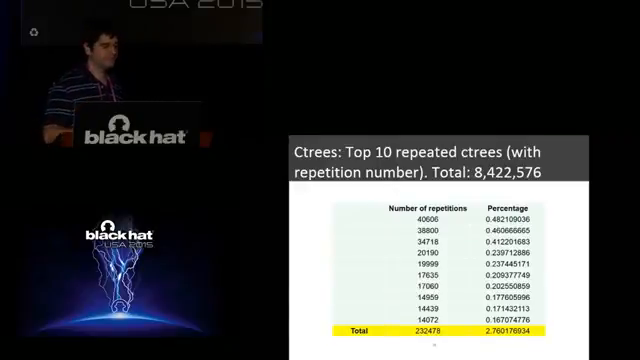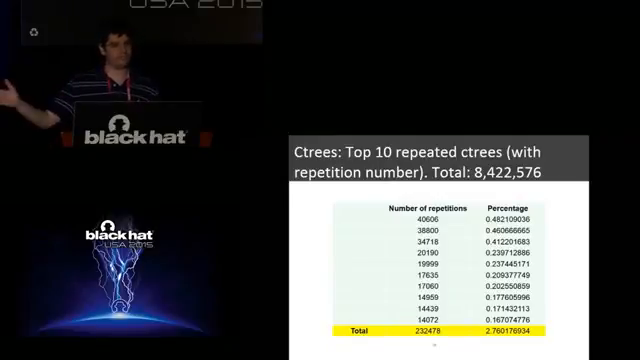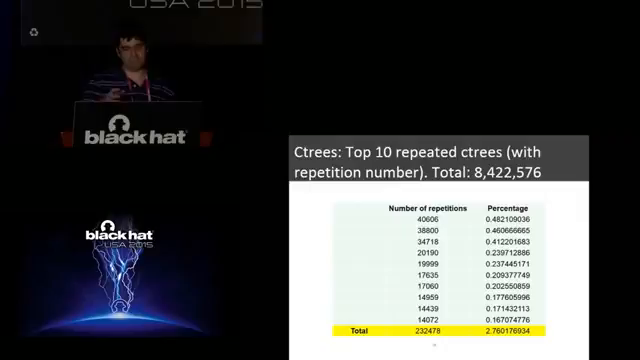Now regarding C-trees, we limited the analysis to 8.5 more or less million C-trees. This is what we analyzed much more. All the results we're going to share, we have all of the information, but for this part, just consider the first 8.5 million because this is a huge number.